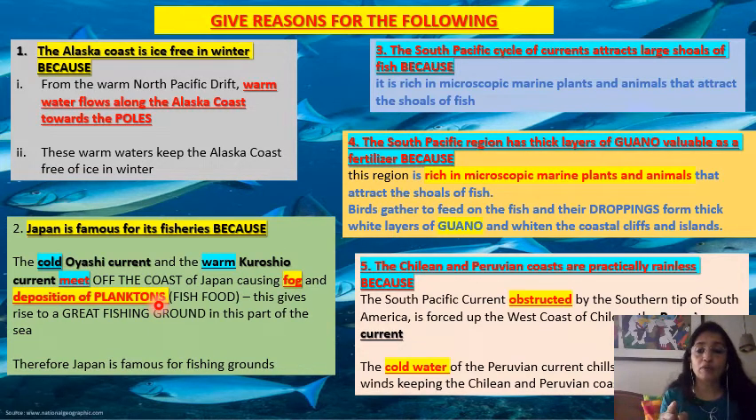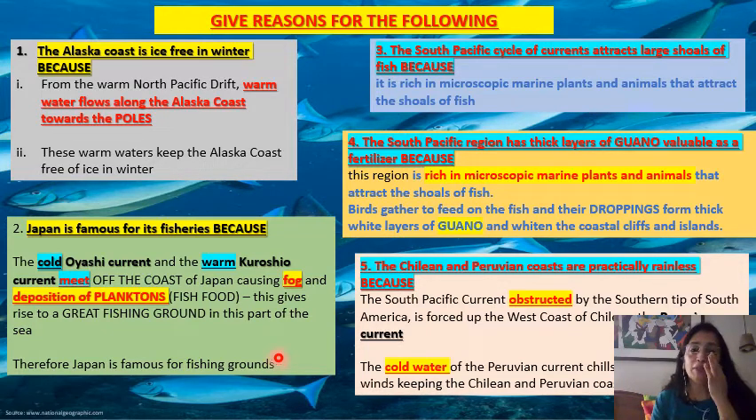Because of the deposition of planktons, this gives rise to great fishing ground in this part of the sea. Therefore, Japan is famous. If you ask for fishing ground, you should know when cold current and warm current are meeting, deposition of planktons, fish are happy, fish breeding grounds.